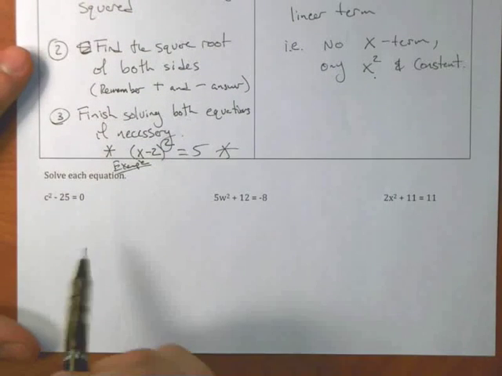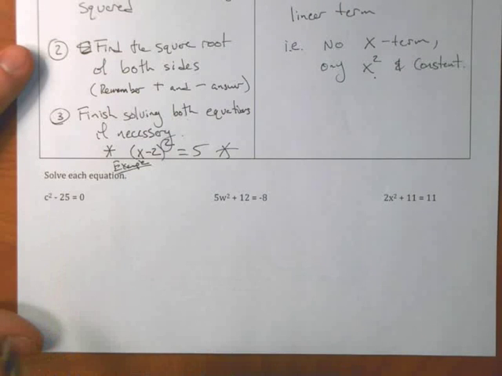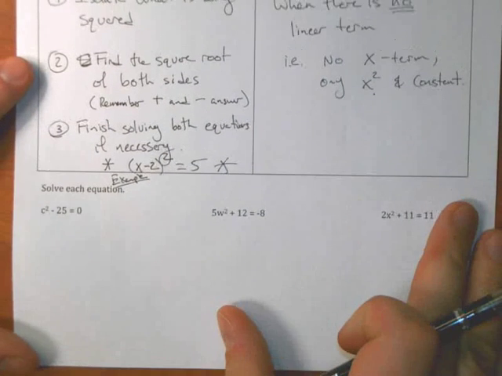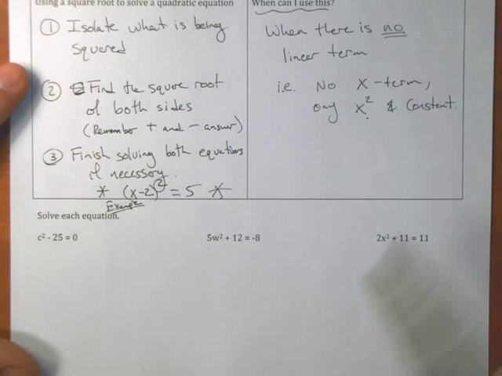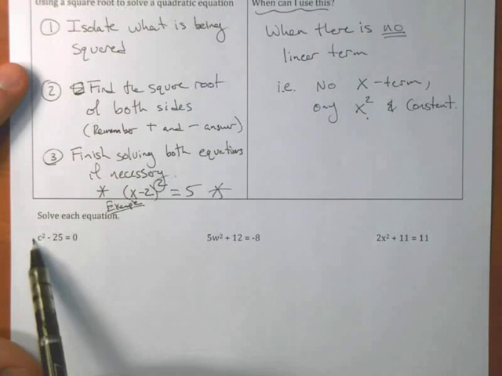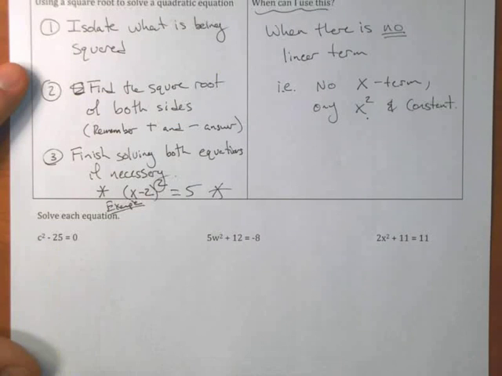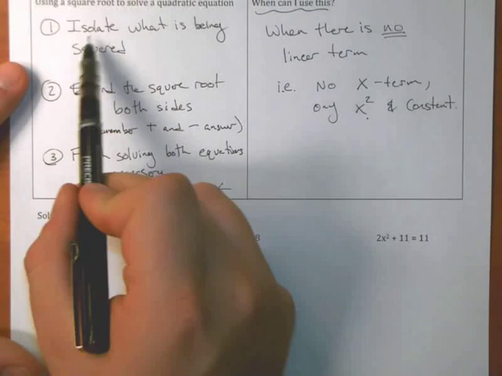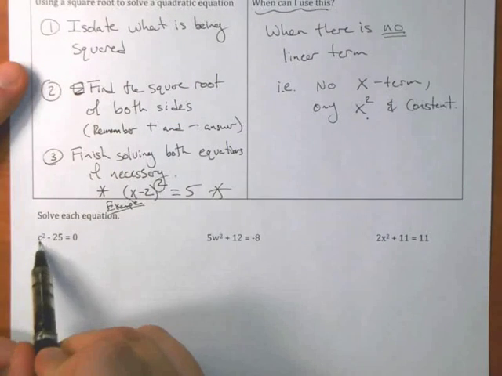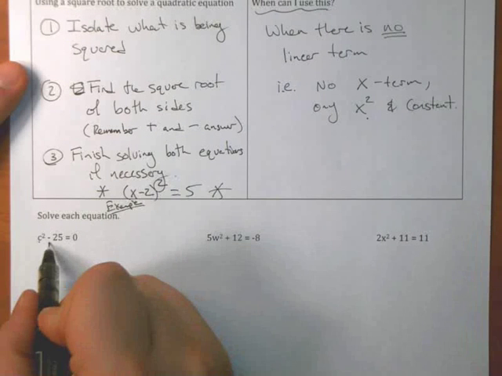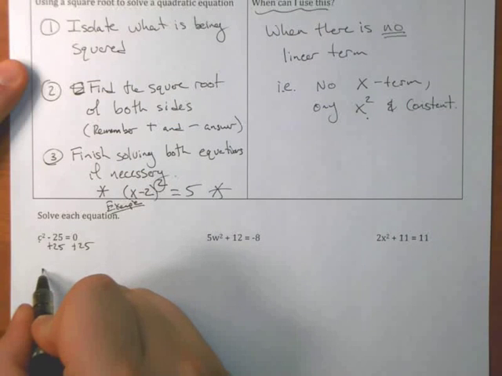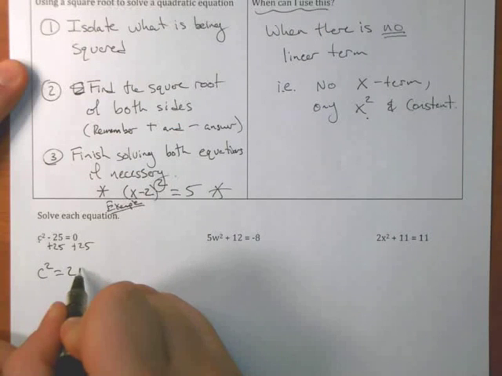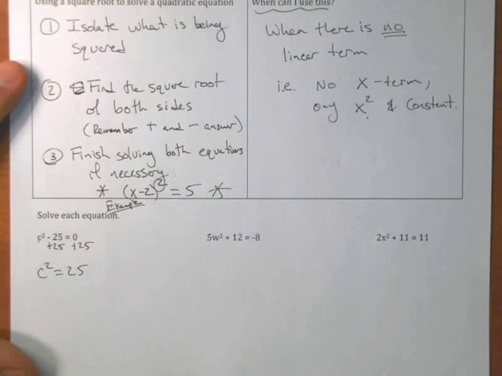So the three on the front side of our sheet here say solve the equation c squared minus 25 equals 0. I know I can use the square root because there's no linear term. There's just a variable squared. There's no variable of the first power. So I'm going to isolate what's being squared. So I'm going to try to get the c squared by itself. In this case, if I add 25 to both sides, then I get c squared equals 25.